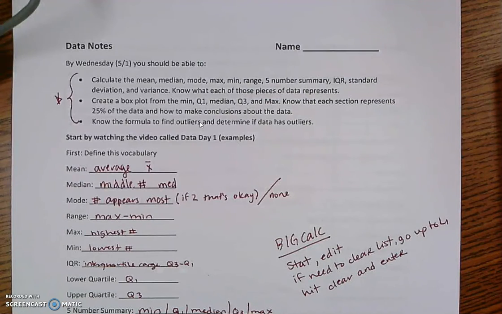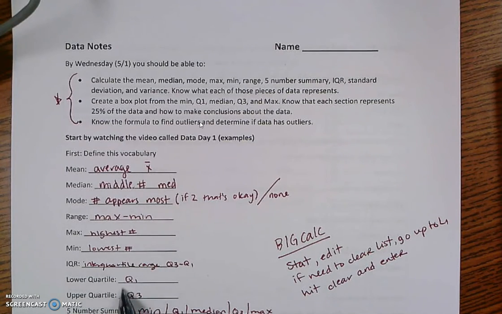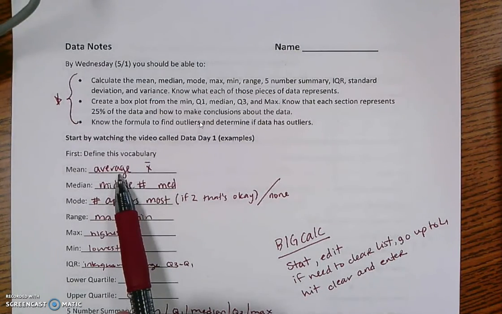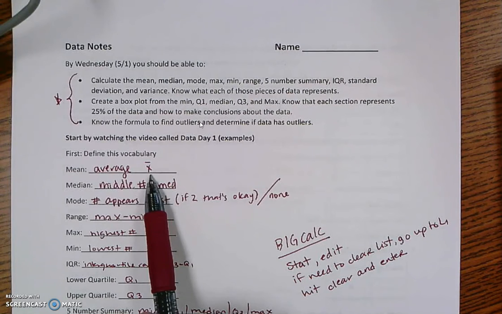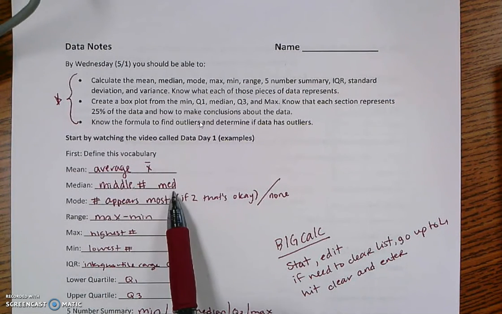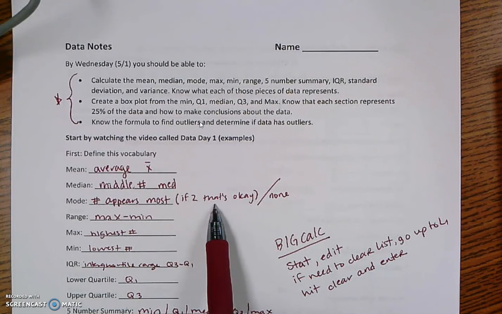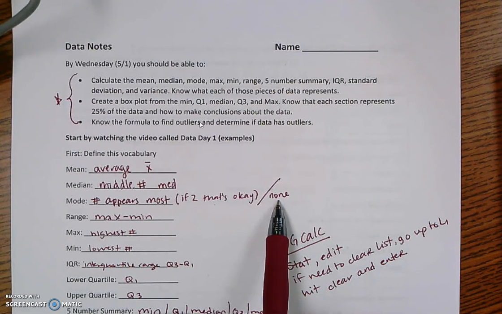Now, you're going to start by watching this video, which is called Data Day 1 Examples. Okay, here are all your vocabulary words. A mean is an average. It's X bar in your calculator. The median is the middle number. It's MED in your calculator. The mode is the number that appears the most. If there's 2 that appear more than everything else, then you name them both. If there's none that appear more than everything else, then you would say none.